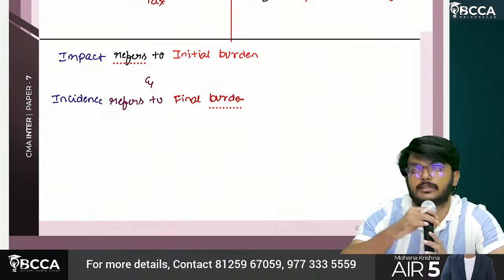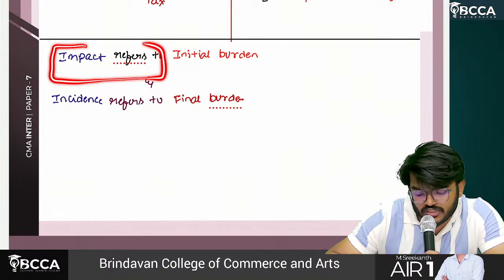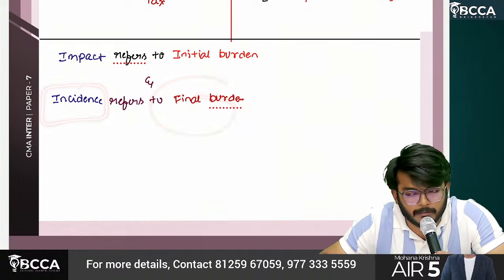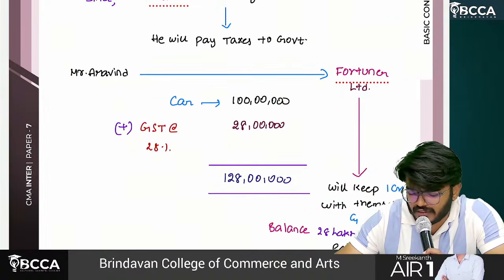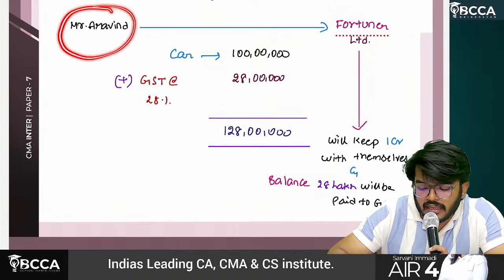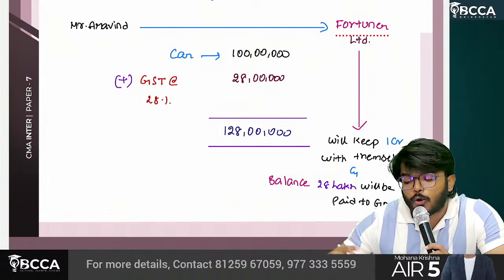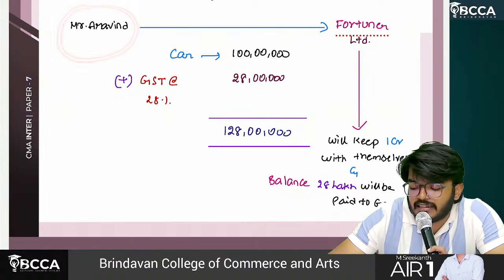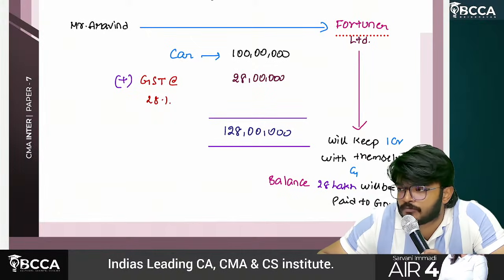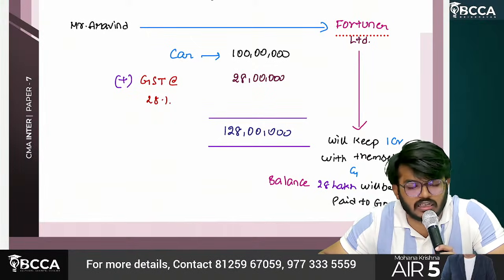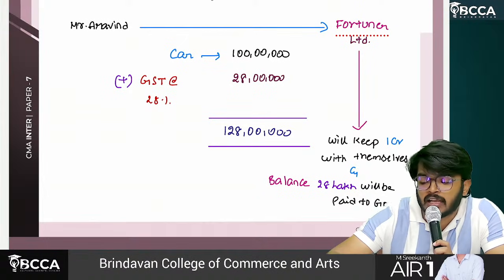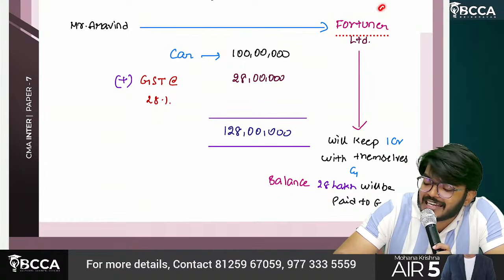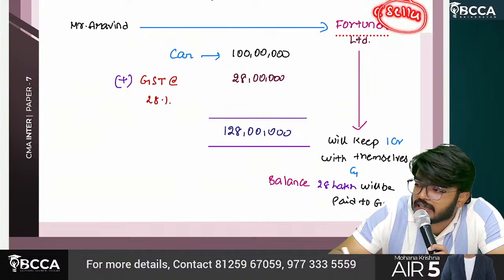Okay, so check this. Impact refers to initial burden, whereas incidence refers to final burden. See, check this example of indirect taxes. If you observe this example, who is the person paying the taxes to the government? Is Mr. Arvind paying the taxes or is this Fortuner Limited paying the taxes? Fortuner Limited is paying the taxes to the government, which means who is the person bearing the initial burden? This person is Fortuner Limited, which means the seller bears the initial burden.